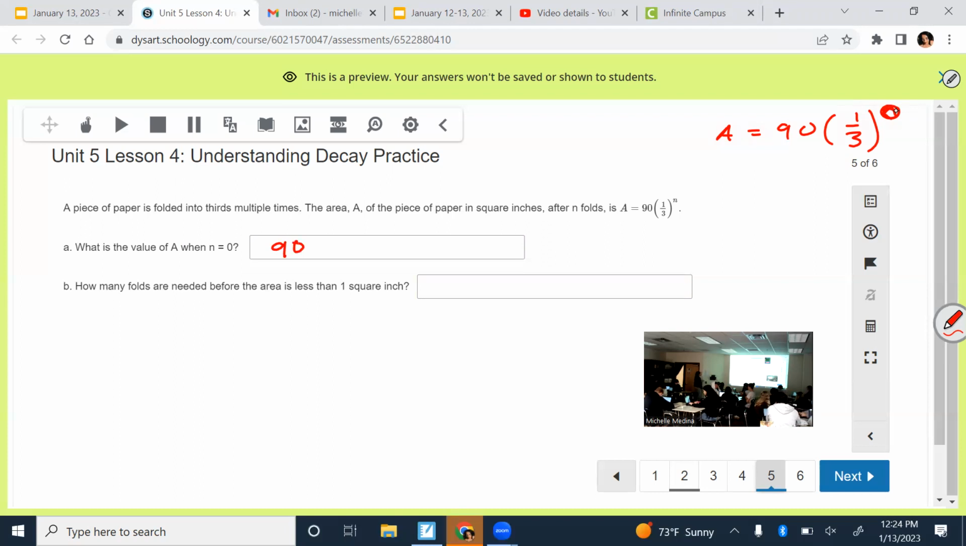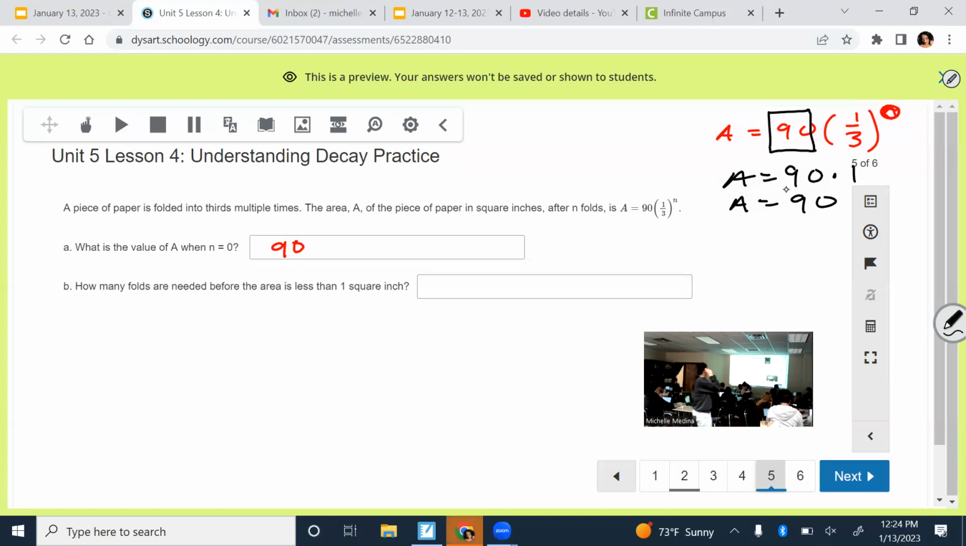And if you haven't noticed, there's kind of a trend. Whenever the exponent is 0, what's the answer for the output? Well, yes, anything to the 0 power is 1, which then becomes 90 times 1, which is just 90. So it just becomes whatever your initial amount was. Or just do the math and get the same answer.